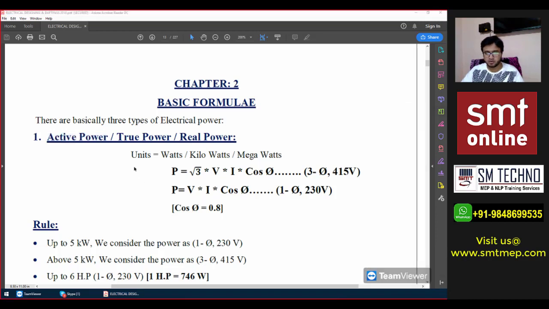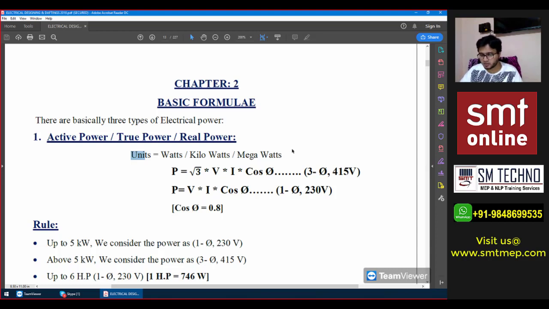Everything is the same. Coming to the concept of active power, as I've told you, whatever equipment consumes power is active power equipment, and the units are watts, kilowatts, and megawatts. For example, in my classroom, I'm using 4 lights and 4 fans. The light is measured in wattage, so that is your active power equipment.